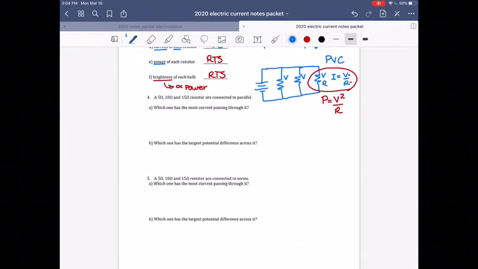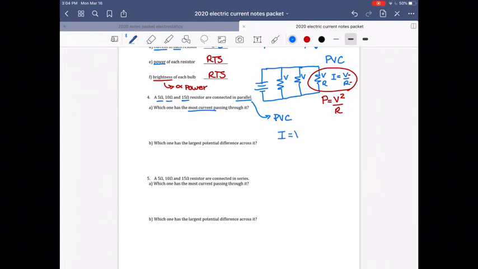All right, let's just finish up this page of notes and look at what we have here. We have a 5 ohm, a 10 ohm, and a 15 ohm resistor, and they're connected in parallel. And in part A, it says, which one has the most current passing through it? All right, so recall again, parallel circuits, PVC, voltage remains constant. So if we look at any of those resistors, the voltage will be constant.